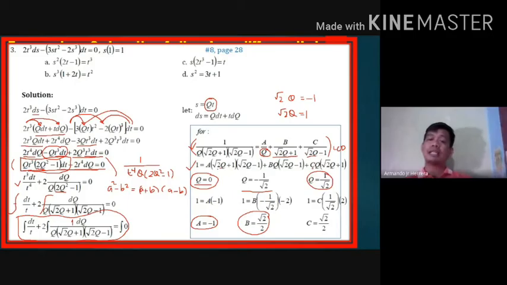Then substitute natin kay C. 1 is equal to C times square root of 1 over square root of 2, the value of Q. And then square root of 2 times 1 over square root of 2 is 1 plus 1 is 2. Then C is also square root of 2 over 2 using cross multiplication. So having that solved, A is negative 1, B is square root of 2 over 2, C is square root of 2 over 2. Then isa-substitute na natin siya dito.